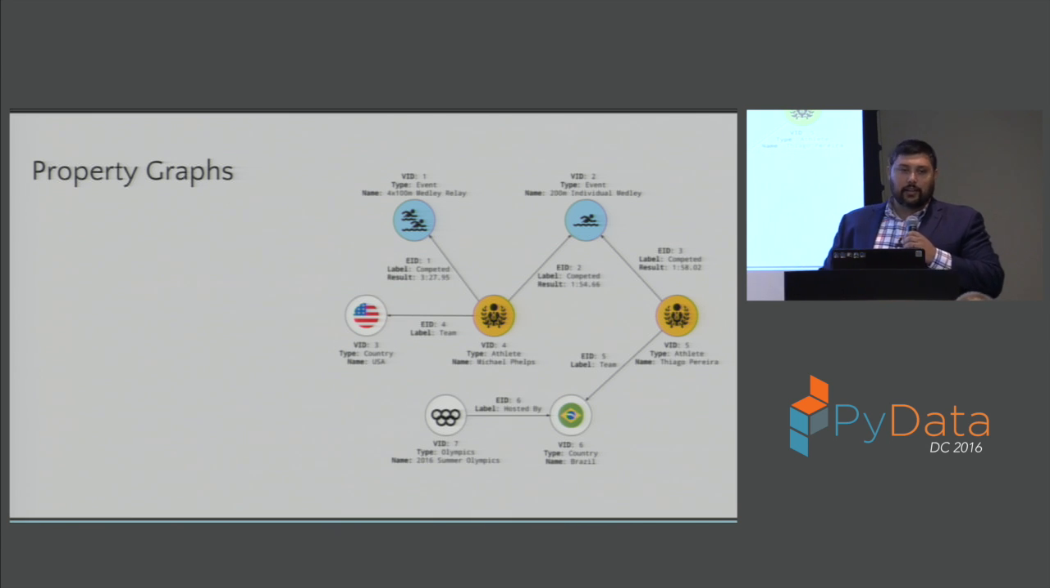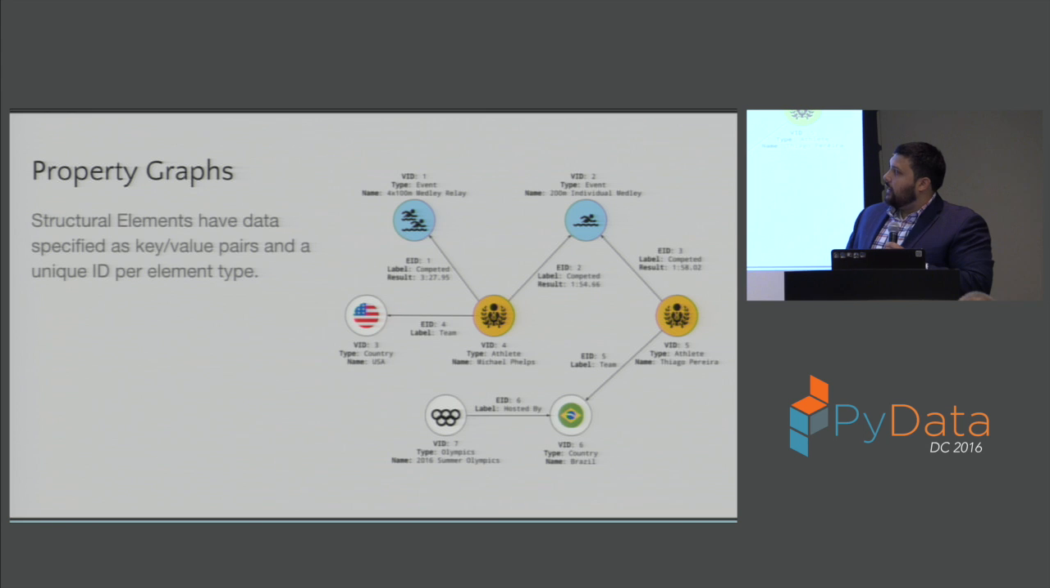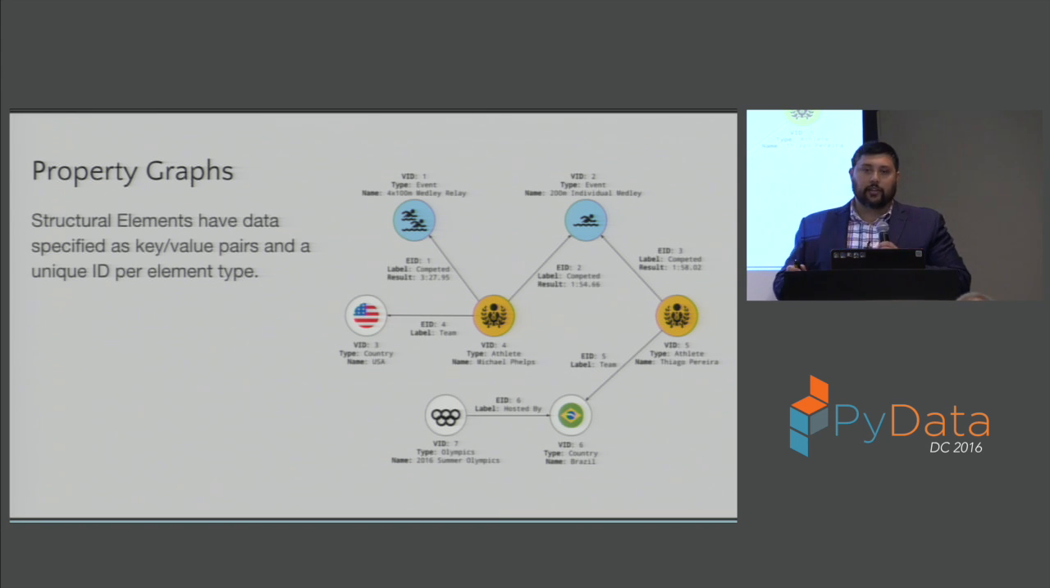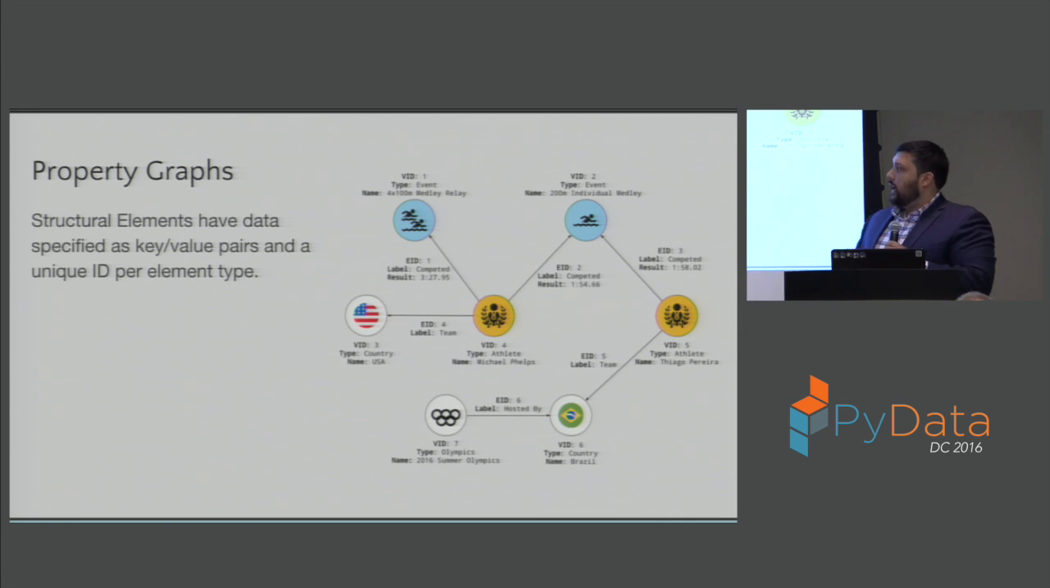Because we're data scientists, we need to embed data in here somewhere, and the data in graph land comes in the form of a property graph. A property graph is composed of structural elements, and every structural element has key value pairs associated with it and a unique ID. So there is this combination of both structure and data inside of these graphs, and it can be simple or it can be very complex data. That's sort of important to note.